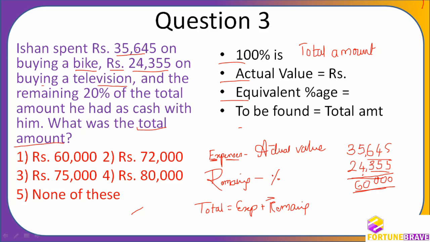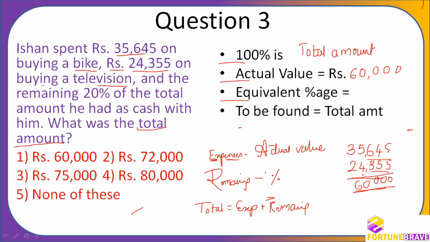Instead of doing 30,000, 50,000, 35,000, 55,000, 59,000, that would have been a little bit slow. But when you see these numbers 645, 355, once you start playing with numbers, they will become your friends, and then you will be able to solve these questions like this, or maybe much better than me as well. So actual value is now what? Actual value is 60,000. What is the equivalent percentage? Now we need to find out the percentage.